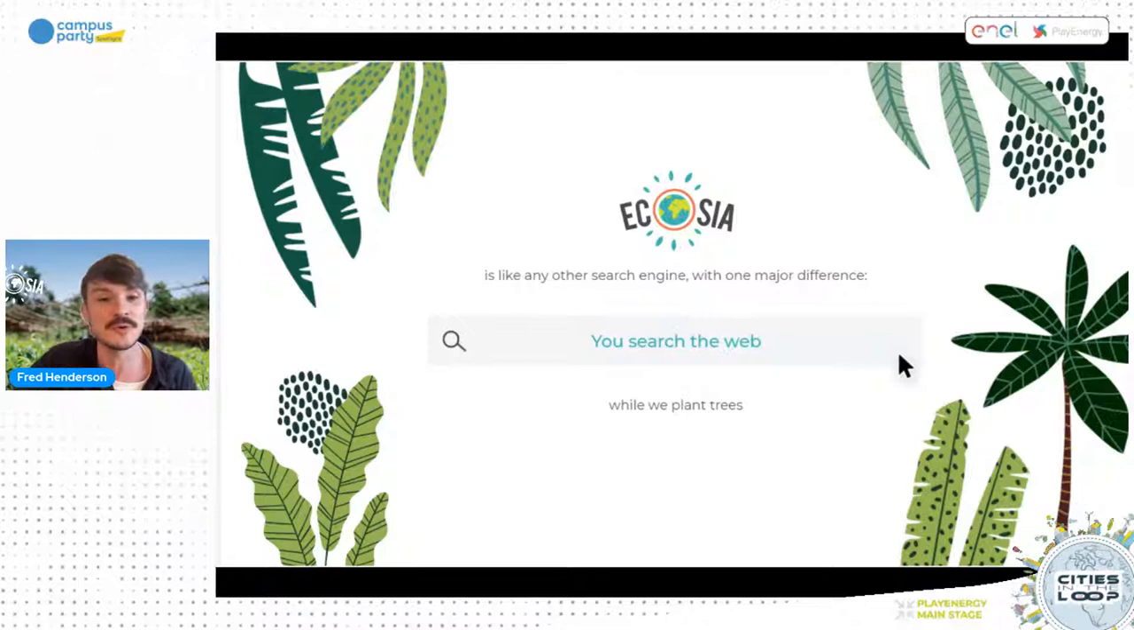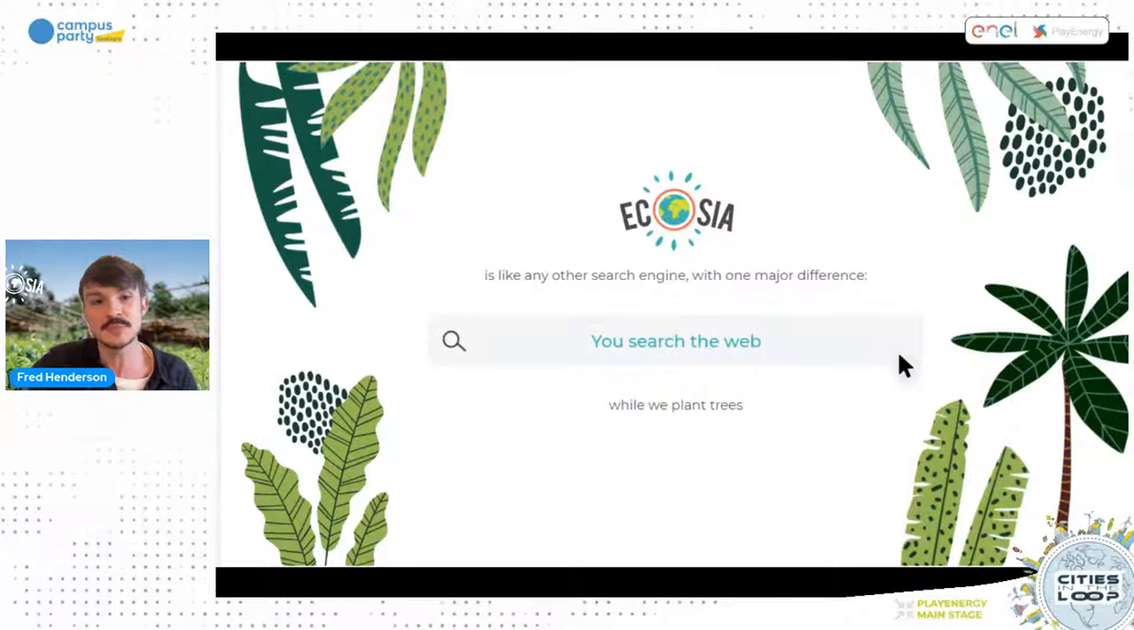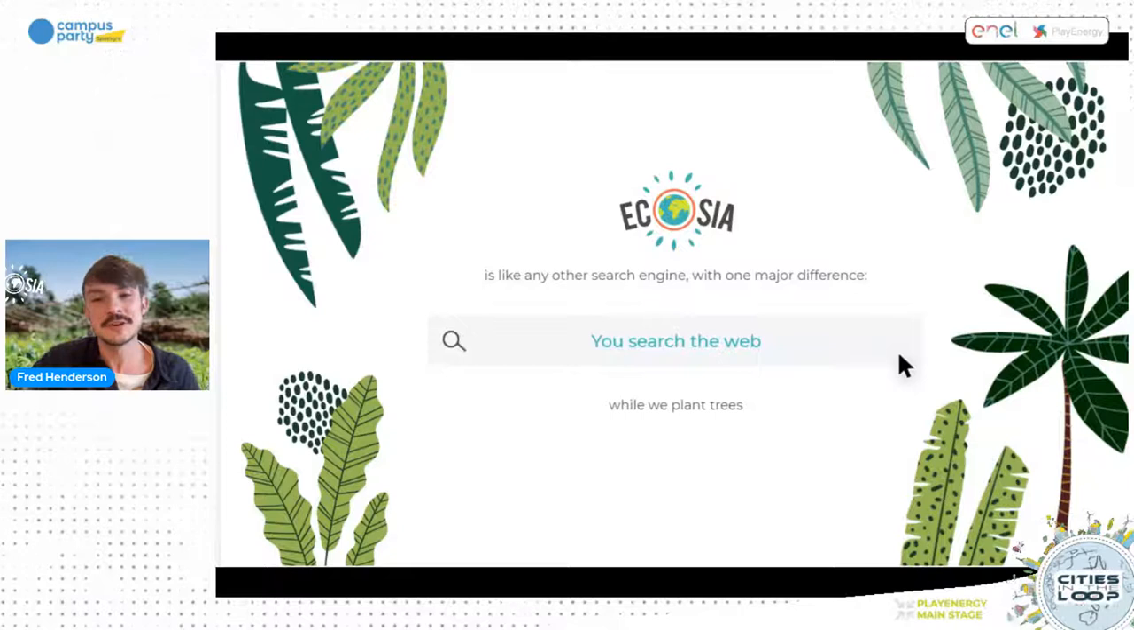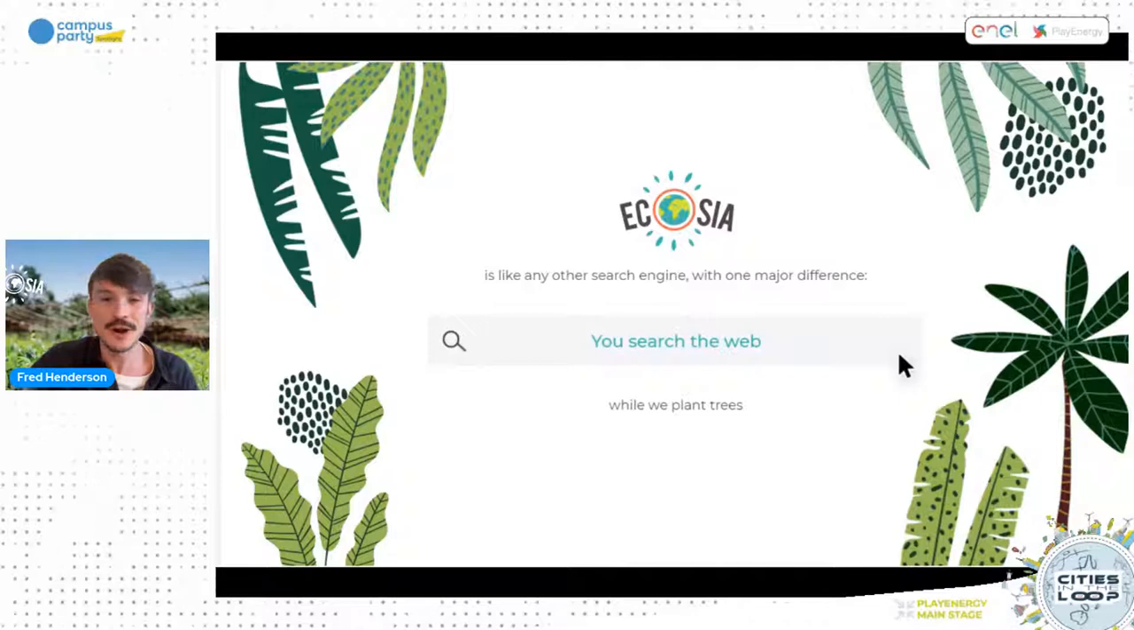And because of the number of trees that it's planted, over 140 million, Ecosia is also an organization that has planted more native tree species than any other. And we're at a really exciting moment in terms of company growth at the moment, where we are reaching more users and acquiring more users so we can ultimately plant more trees.